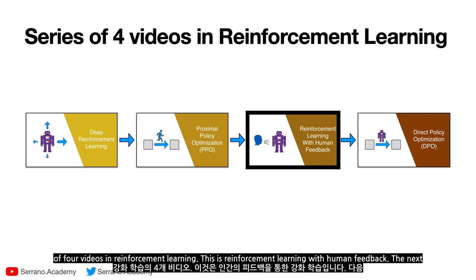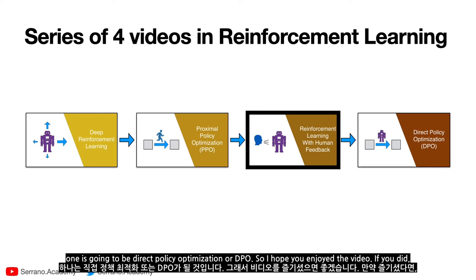That's all, folks. That concludes the third video in our series of 4 videos on reinforcement learning. This is reinforcement learning with human feedback. The next one is going to be direct policy optimization, or DPO.